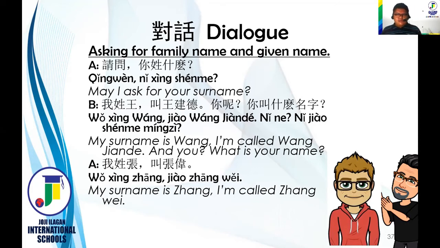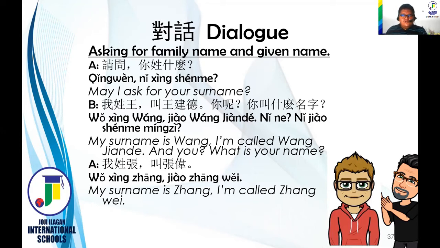So, for instance, someone asks you 请问你姓什么? He's just asking for your surname, not your full name. But there is actually a custom that you first mention your surname, then you can or cannot mention your full name. It depends upon you. But for formality's sake, you mention first your surname and your full name. Then, out of respect, you also have to ask the other speaker what is their name.